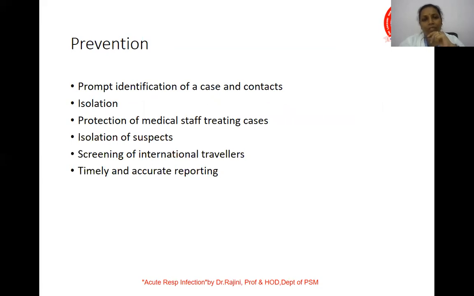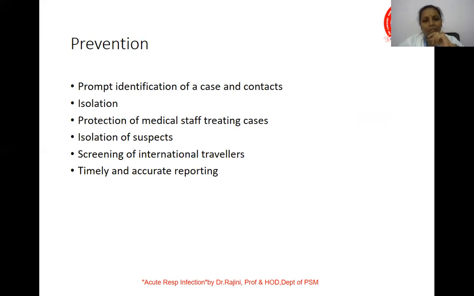So how are we going to prevent? Prompt identification of the case in context. With the case definition, what is a case and contact? Properly identify and isolate those patients, and if hospitalization is necessary, hospitalize them, otherwise isolate them.